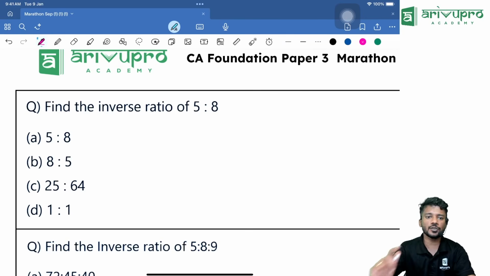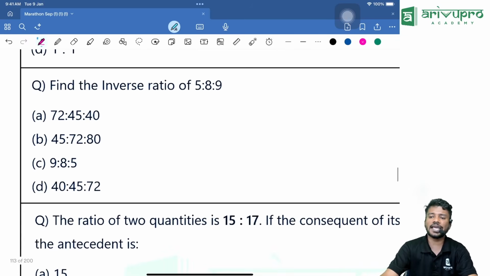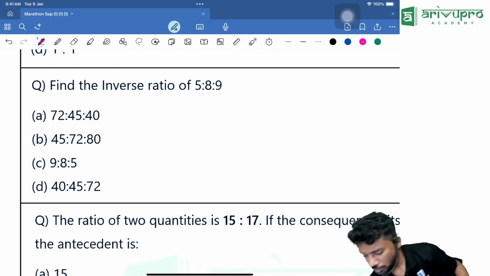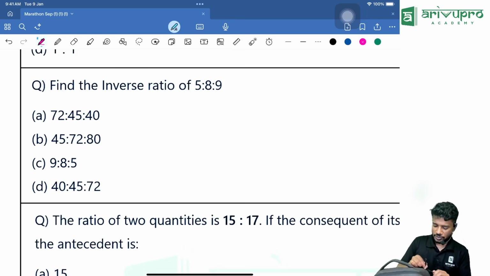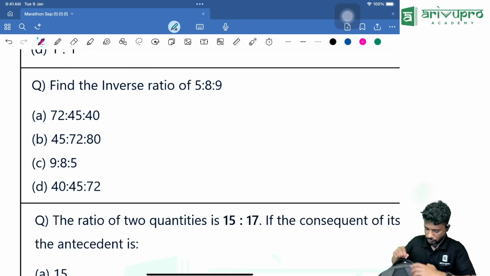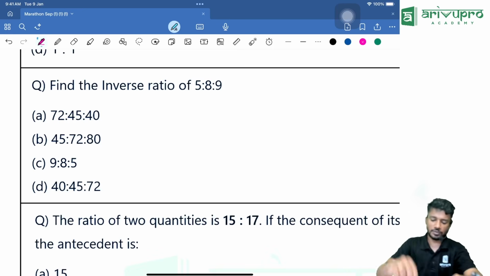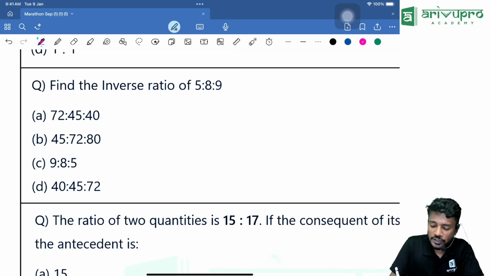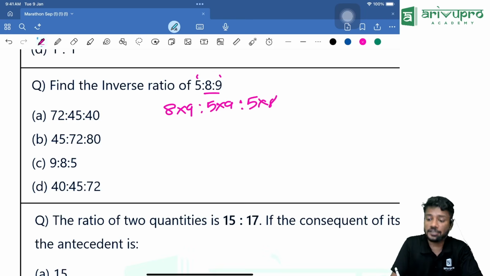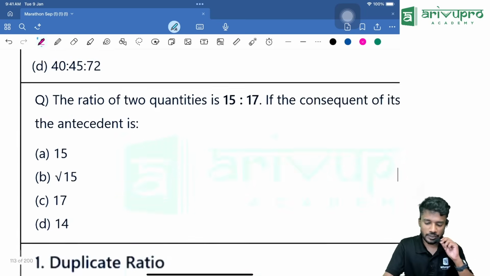What is the inverse of 5 is to 8? 8 is to 5. Find the inverse of 5 is to 8 is to 9. Yes. Get me the answer very fast. So the first one is 8 into 9 is to 72, next one is 5 into 9 is to 45, next one is 5 into 8 is to 40. The answer is 72 is to 45 is to 40, option A. Next one.